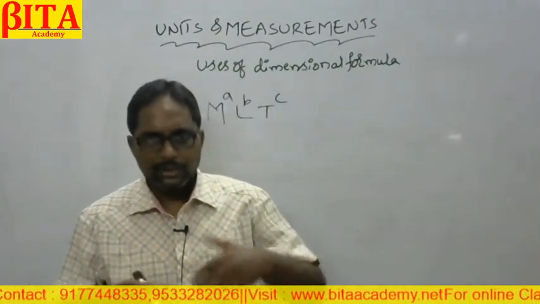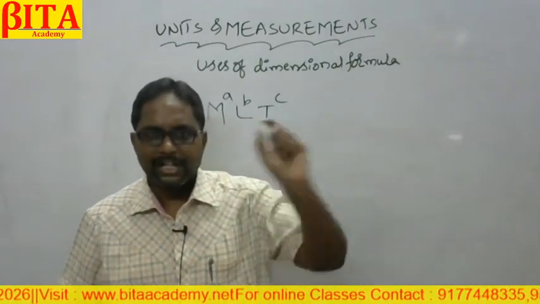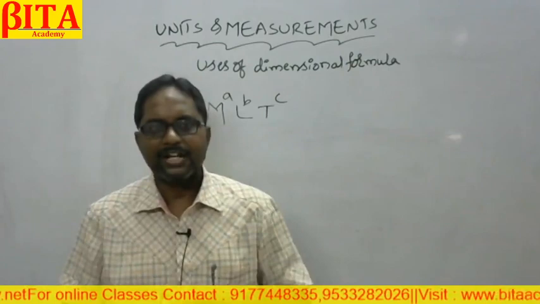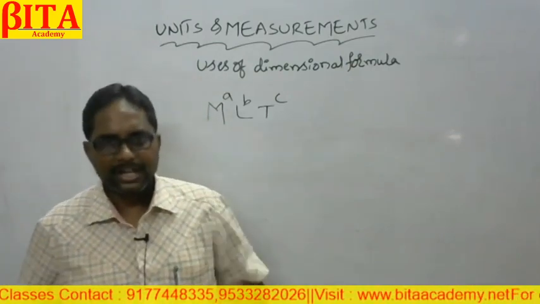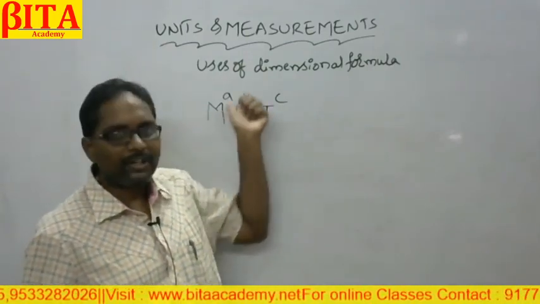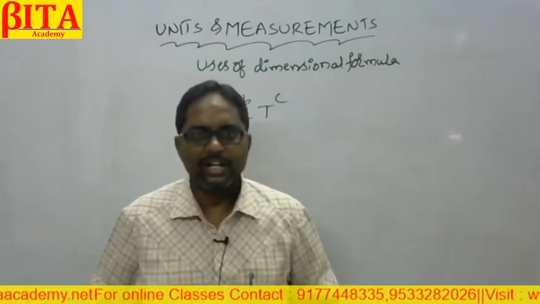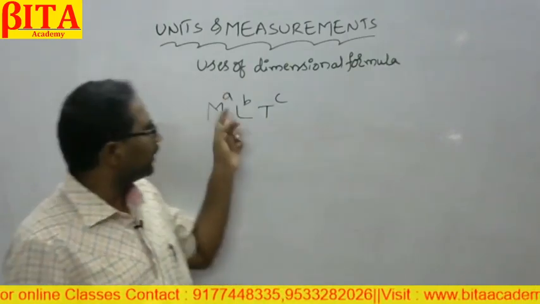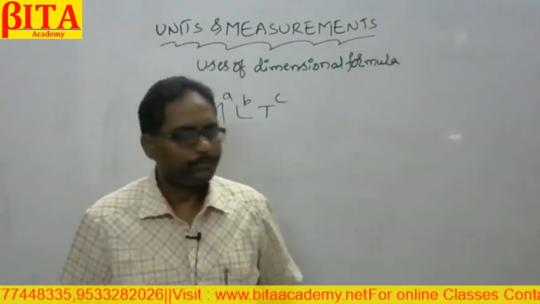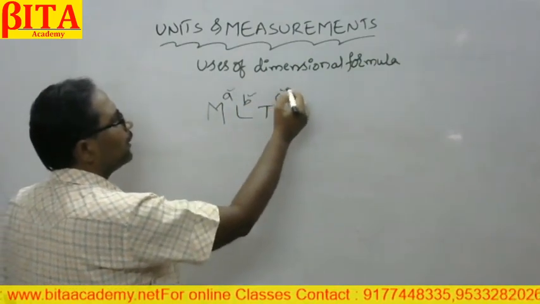Whenever you are learning about the uses of dimensional formula, you might already know what the dimensional formula is and how to represent it. Even so, let me recap it, and after recapping we will learn its uses. The general expression is M to the power a, L to the power b, T to the power c, where M stands for mass, L for length, T for time. And a, b, c are called the dimensions of mass, length, time respectively. So the dimension of mass is a, of length is b, and of time is c.